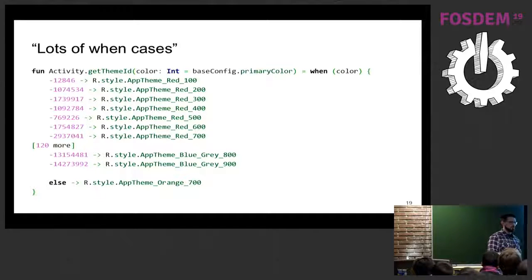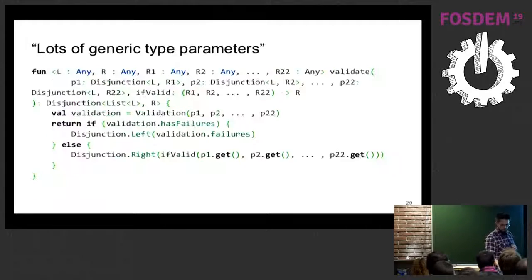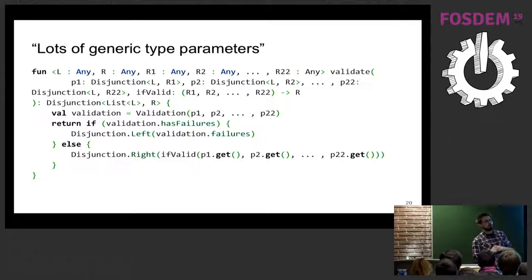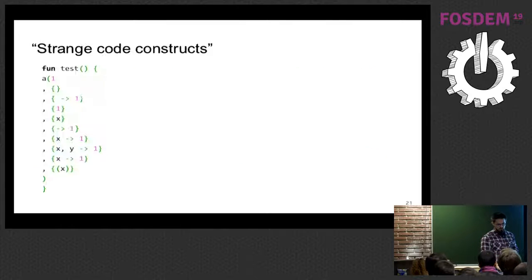This is a function with a when statement having about 120 case branches. I sincerely hope it was automatically generated. This one is a function with 22 generic type parameters. Actually, this one is very useful because our recent finding was that the compiler does a lot of work around generics. And in some real complex cases, it could even reach exponential complexity inferring types. So code examples like this are actually very useful for tests.